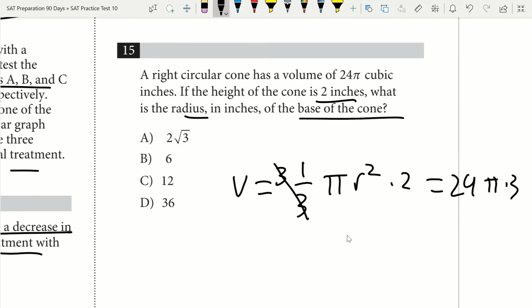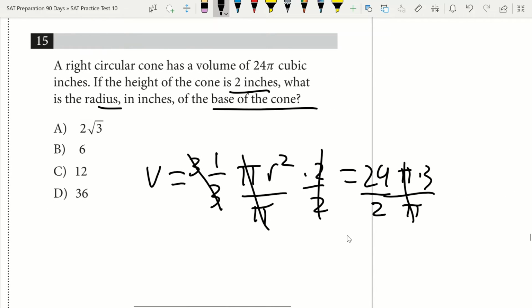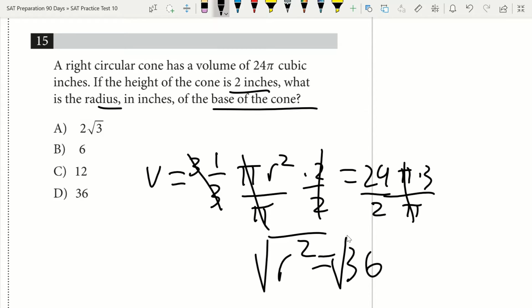So we got 24 pi times 3. We'll divide each side by pi, get rid of the pi. Next thing we'll divide each side by 2, get rid of this 2. Okay, 24 over 2 is going to be 12. 12 times 3 is going to give me 36 equals r squared. So we got r squared now equals 36. We take the square root of each side to get r, since we need to solve for our radius, and that's going to give us 6 as our radius. So correct answer there is going to be B.